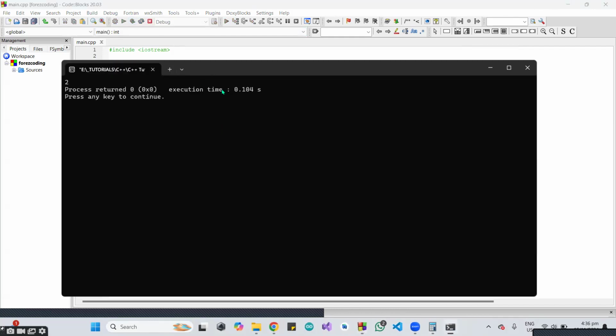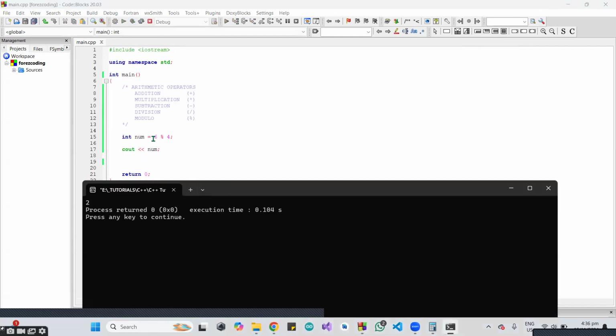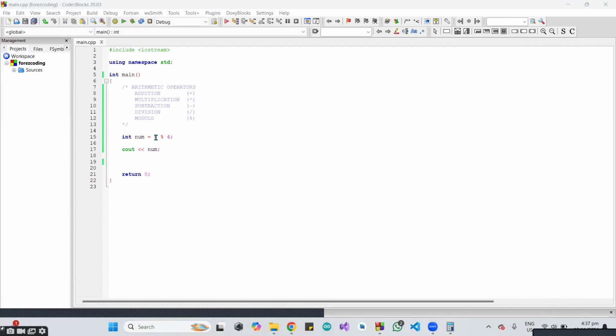So I guess we got 2. Right after we divide 6 by 4, that is obviously 1, and then there is a remainder right after you divide, which is the value of 2. Therefore, modulo gets only the remainder. That is the difference. Again, modulo gets the remainder right after you divide the values.